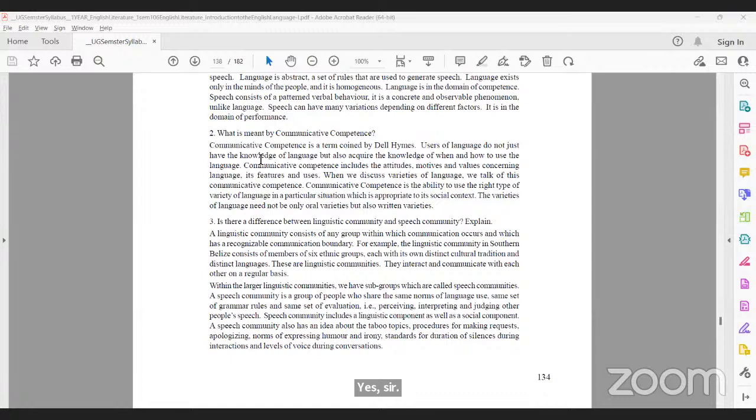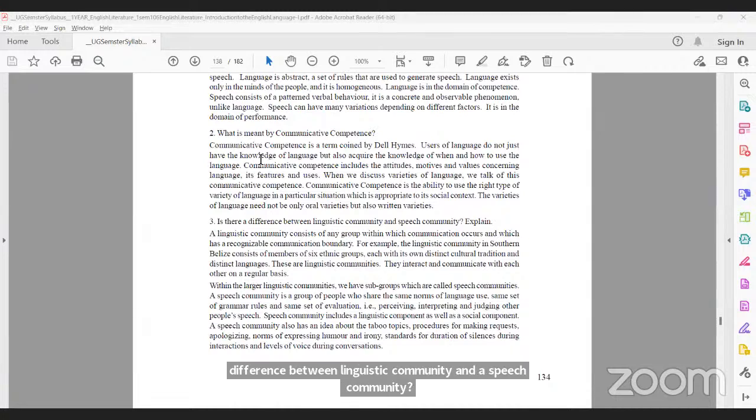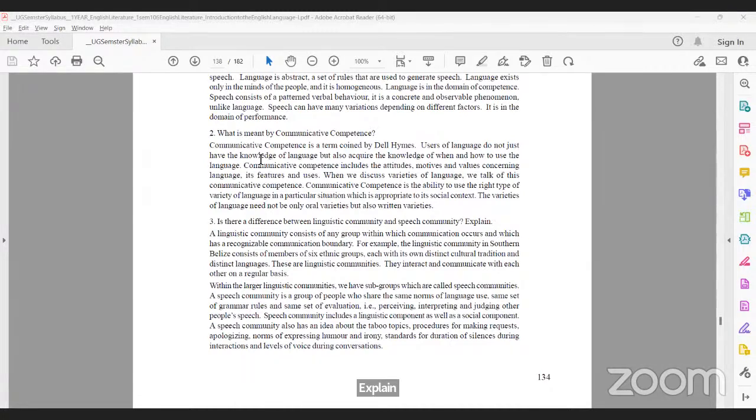Then the third question is, is there a difference between linguistic community and speech community? Explain. What is the difference between linguistic community and speech community? You can read this one as well. There is a difference.